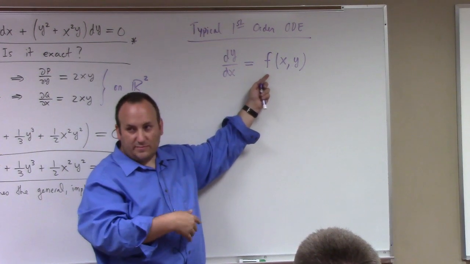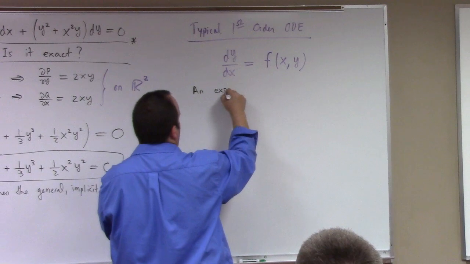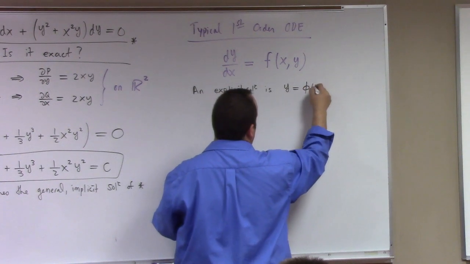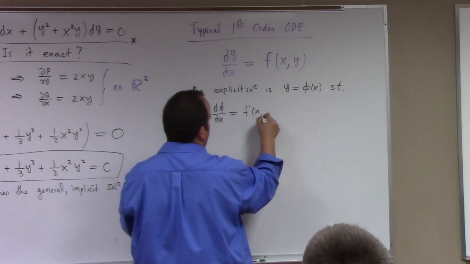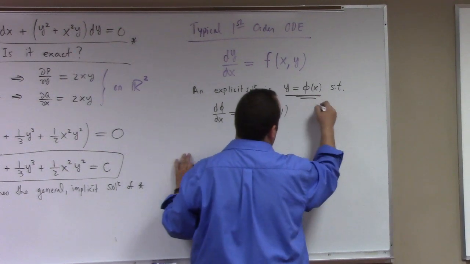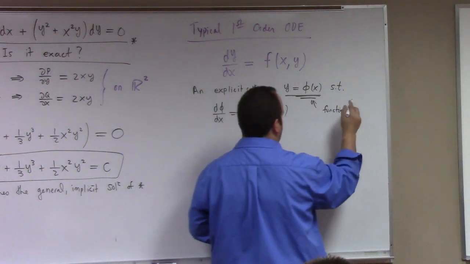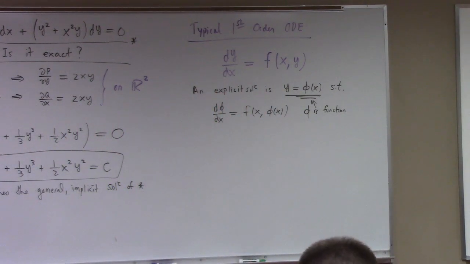So what's an explicit, what's an implicit solution? Well, an explicit solution is y equals, let's say, phi of x such that d phi dx is equal to f of x comma phi of x. In other words, phi is a function that when you plug it in and differentiate it, you put it into the differential equation, and it works. That's what an explicit solution is. Explicit is y equals an explicit function of x.